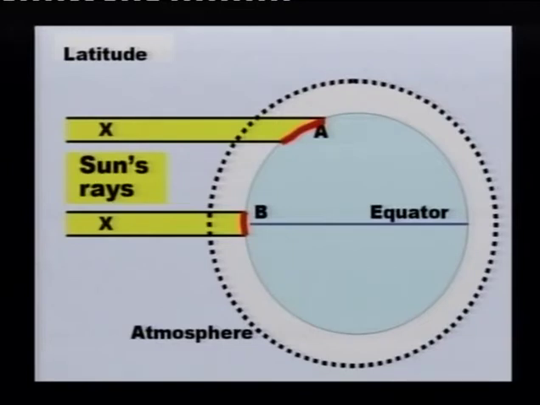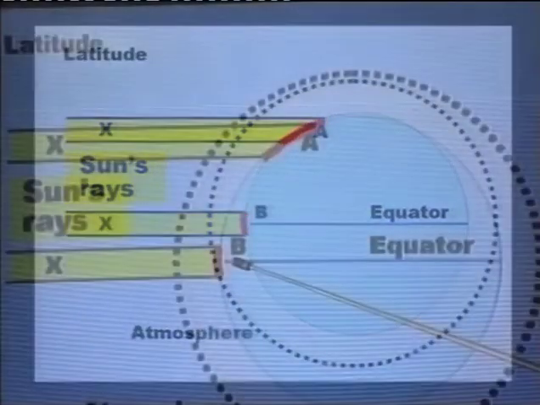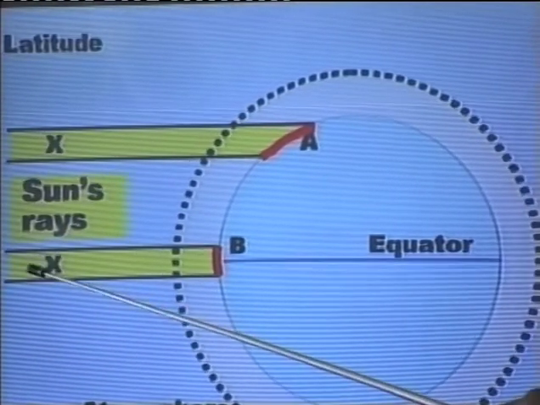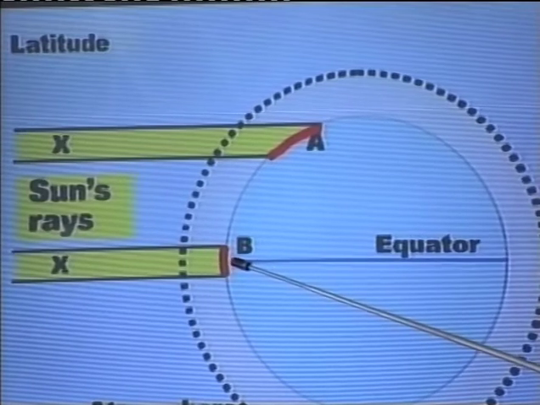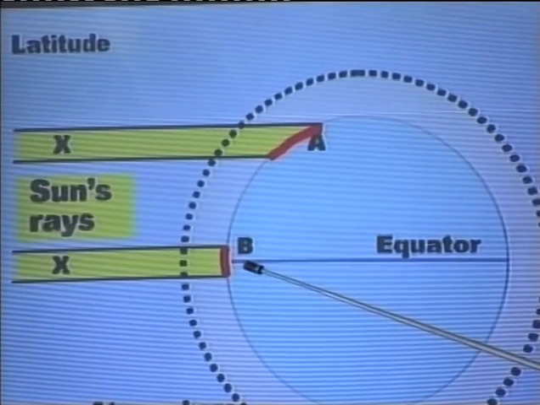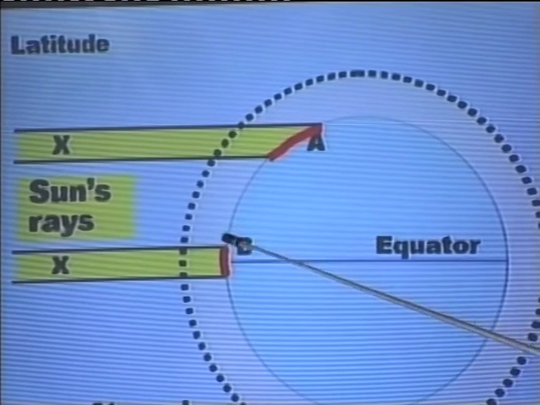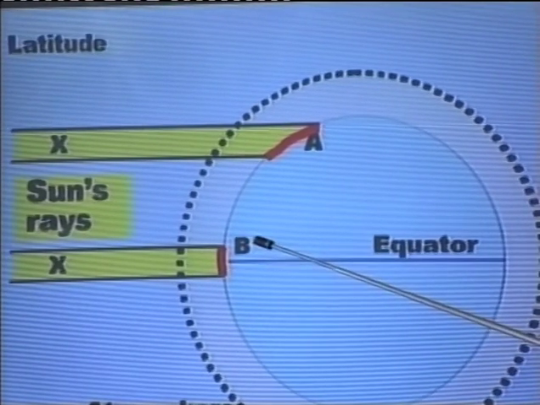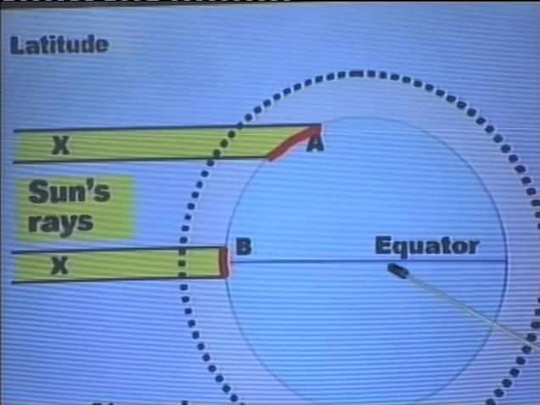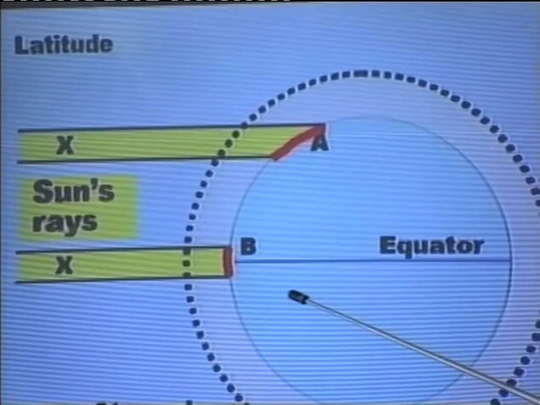Note, at this point here where B is, you have a smaller area that the sun is heating up. The ray is coming at almost vertical towards the surface. Therefore, the energy around here, or the heat, is more concentrated. It will be hotter around this region.